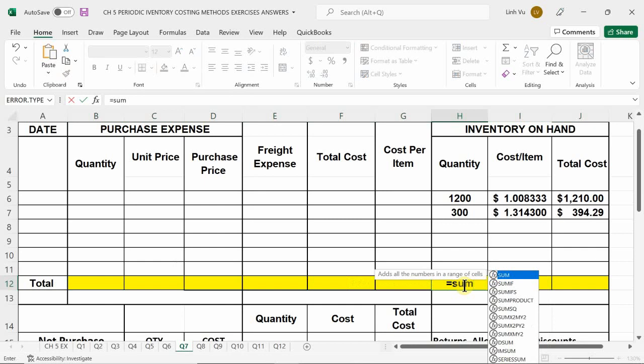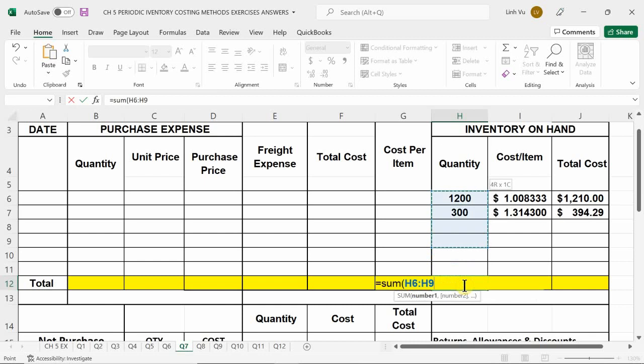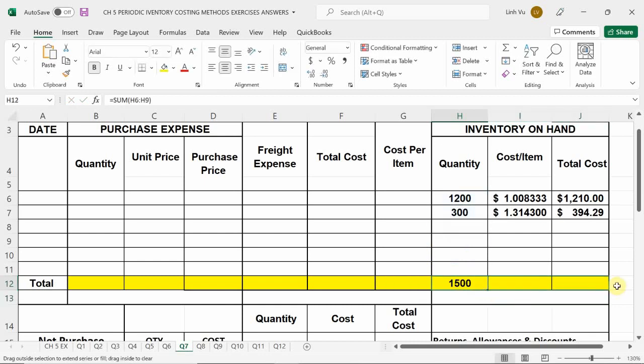So when we start our balances, we are correct, right? We've got 1,500 units at a grand total of 1,604.29.